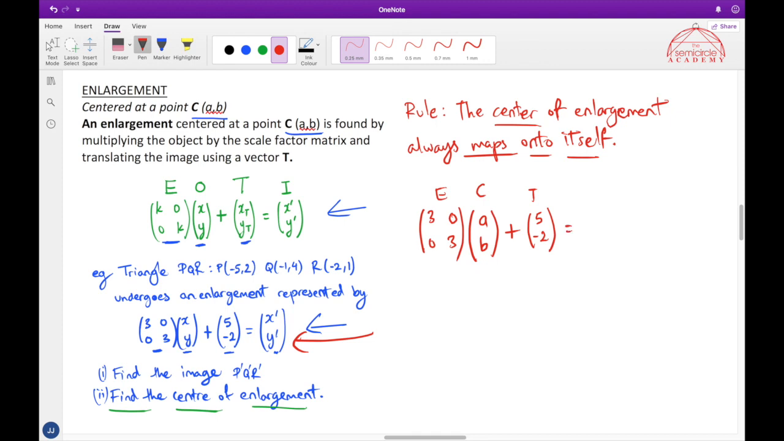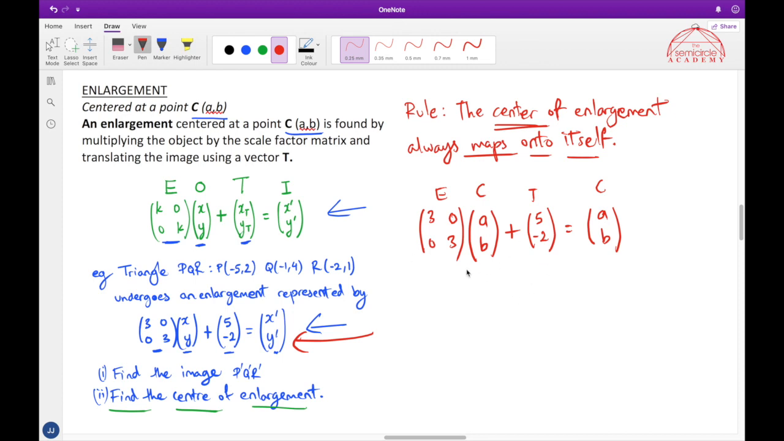And what we are saying here is the center of enlargement always maps onto itself. So when you take this center of enlargement, this point, and you run it through the transformation, you are supposed to get no change. It is supposed to remain one single point. So if you take a point and you run it through this equation, this transformation, and you get back the same point, then that point is the center of enlargement. It'll always map onto itself. So what can we do with this? Well, we could form two equations and solve for A and B.